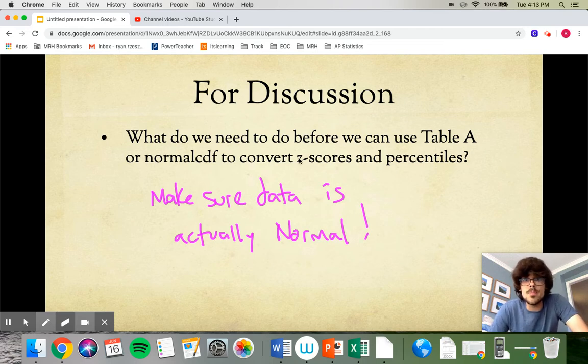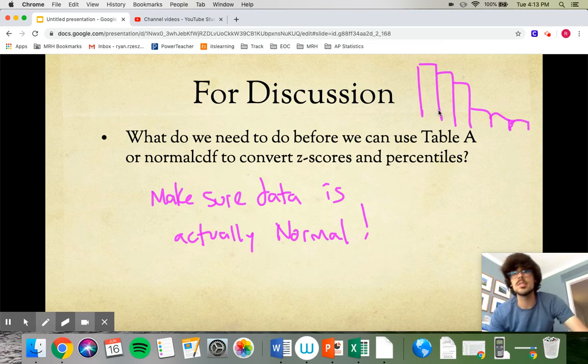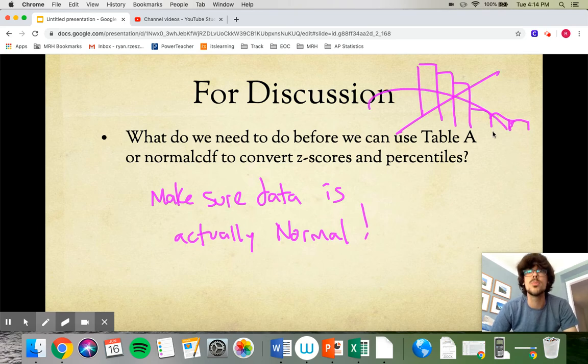There's a recent AP problem from a year or two ago, and it had a histogram, something like this. So, a very skewed distribution right here. And it asked something about what percent of scores are between such and such. And a lot of kids across the country were like, oh, it's normal CDF time. And they tried doing something that wasn't appropriate for the problem. Make sure your data set is actually normal before you do normal CDF or use that table.